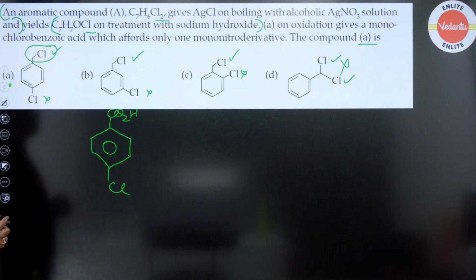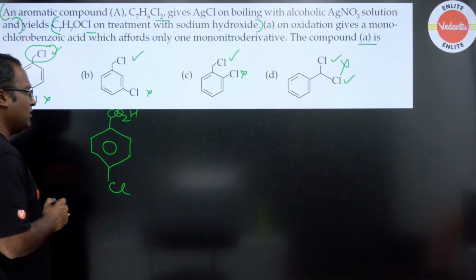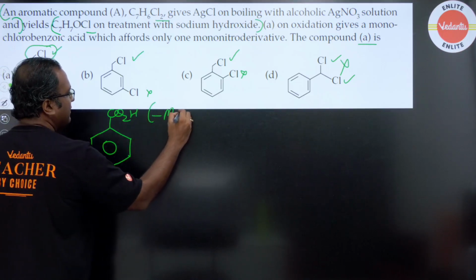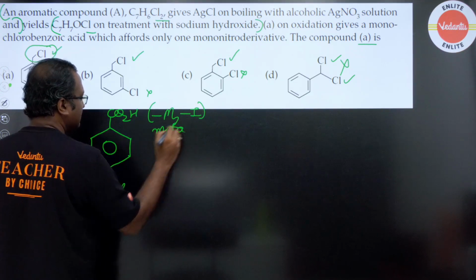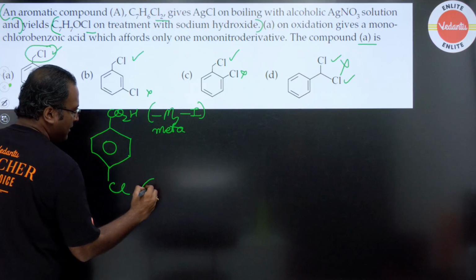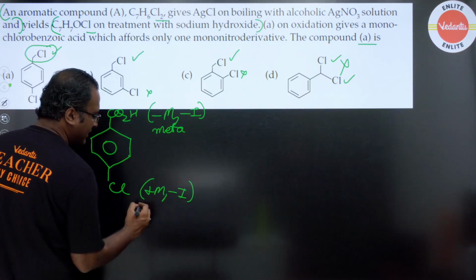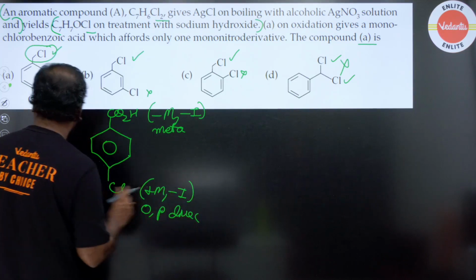Now let's look at the nitration of the options of this question. If we nitrate it, what are the options that we get? So CO2H is a -M -I group. Okay? It's a meta director. Cl is a +M -I group, although -I is strong. This is an ortho-para director, isn't it?